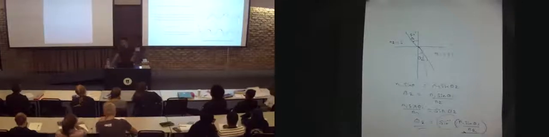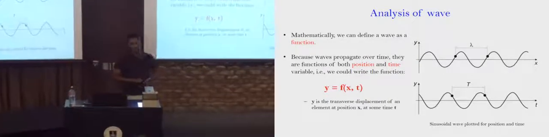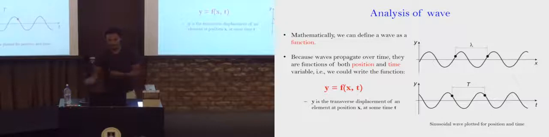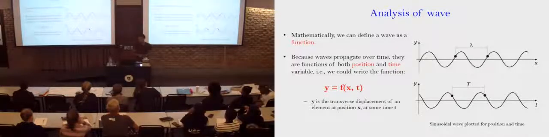Okay, let's see some pointers about wave, analysis of wave. As a wave propagates from one place to the other place, it can be explained in terms of two variables. It's dependent on two variables. If there is a function, that function will be dependent on other independent variables. So the two independent variables for a wave are the position and time.